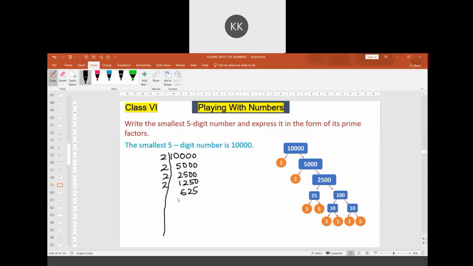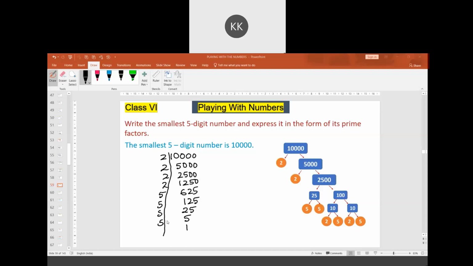Now this 625 is not divisible by 2. Is it divisible by 3? 6 plus 2 is 8. 8 plus 5 is 13. It is not divisible by 3. We should go for 5. 5 times 125 is 625. 5 times 25 is 125. 5 times 5 is 25. 5 times 1 is 5.